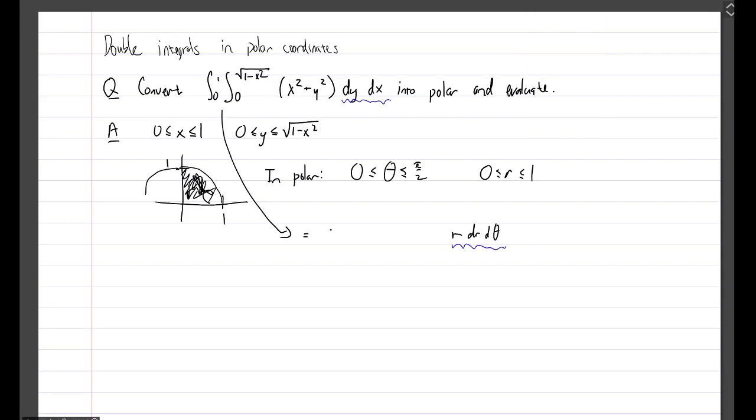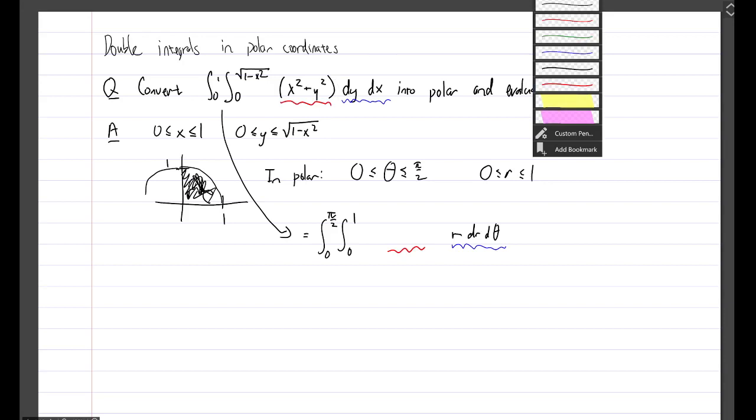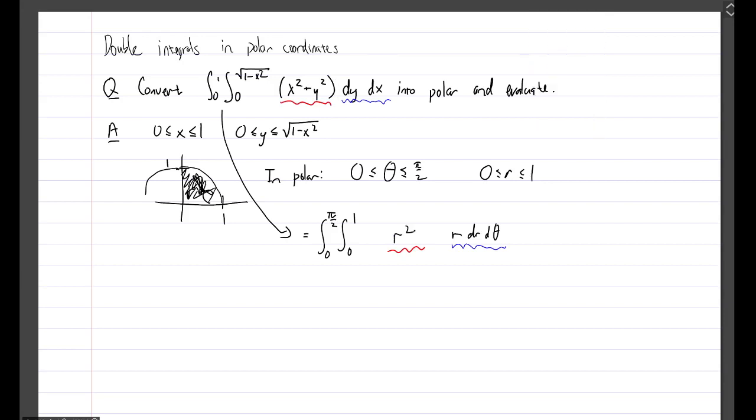Okay, and if we draw our two integral signs, theta is on the outside, so it goes from 0 to pi over 2, and then dr, right? So r goes from 0 to 1. And finally this x squared plus y squared, maybe we'll underline this in red, down here should become r squared, because x squared plus y squared turns into r squared. We could throw in parentheses just to be careful there aren't two terms there.